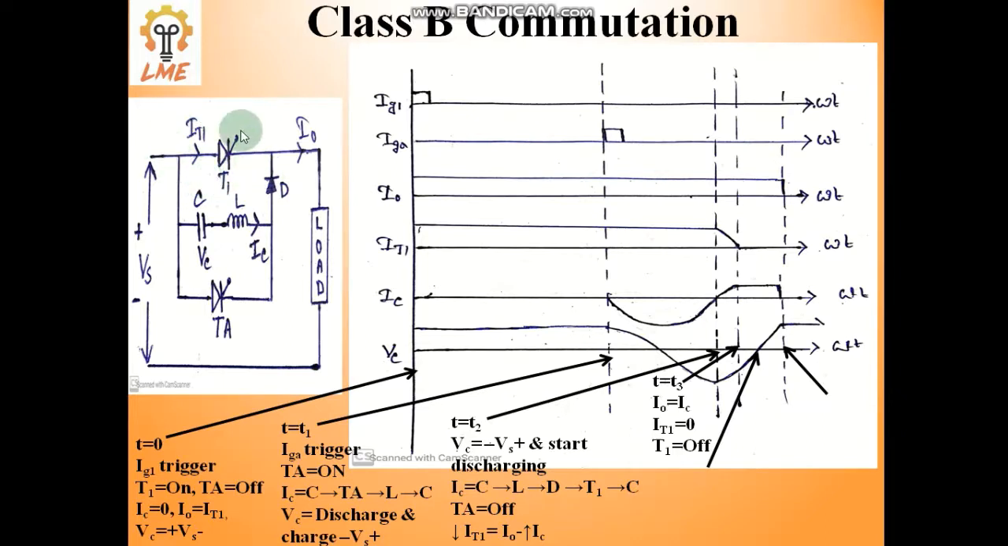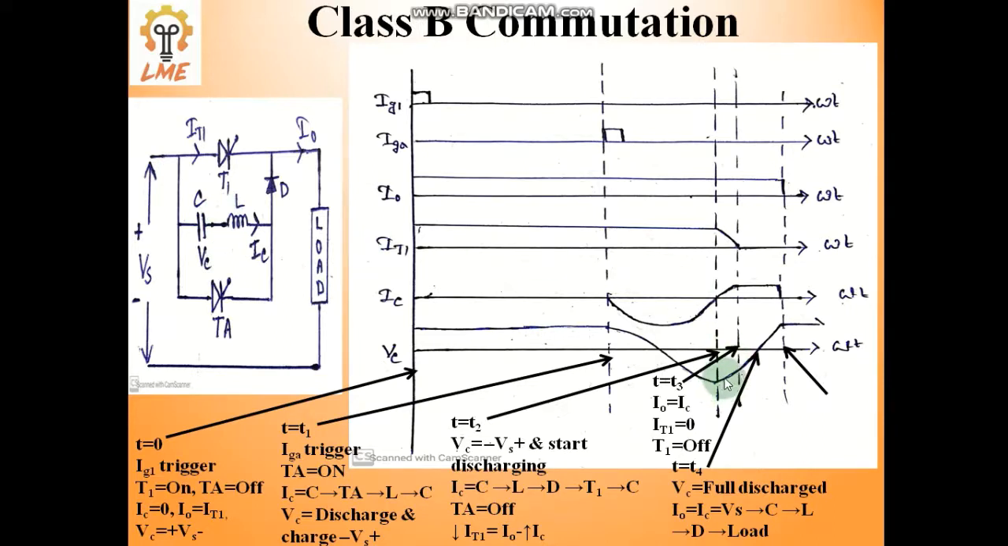If IT1 goes to 0, then this circuit will be off, meaning this thyristor will be off. Then the supply voltage passes from Vs through C, then L, then D, then the load. In this way it creates the complete path. Now, what is the polarity of the capacitor? The right side plate is positive and the left side plate is negative. When the voltage is applied and current passes through supply, C, L, D and load, the capacitor will be discharged.